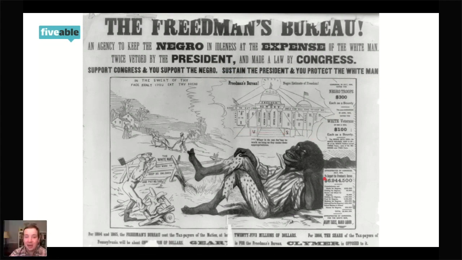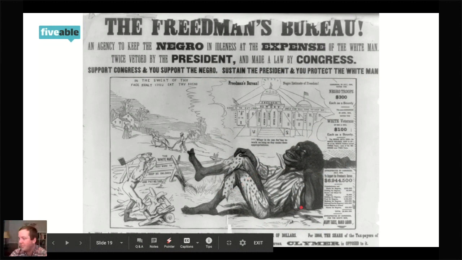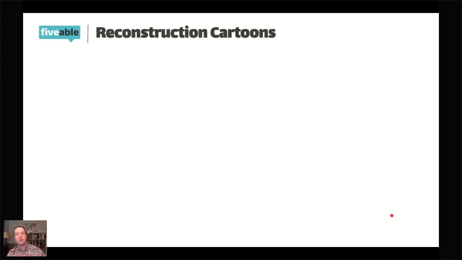You can tell that the cartoonist does not like black people and doesn't like the Freedmen's Bureau because of the way he's drawing the African-American, right? Drawing him kind of lazy here, with ape-like features, just a super racist depiction, which is really not cool. So Johnson eventually cedes control to Congress.